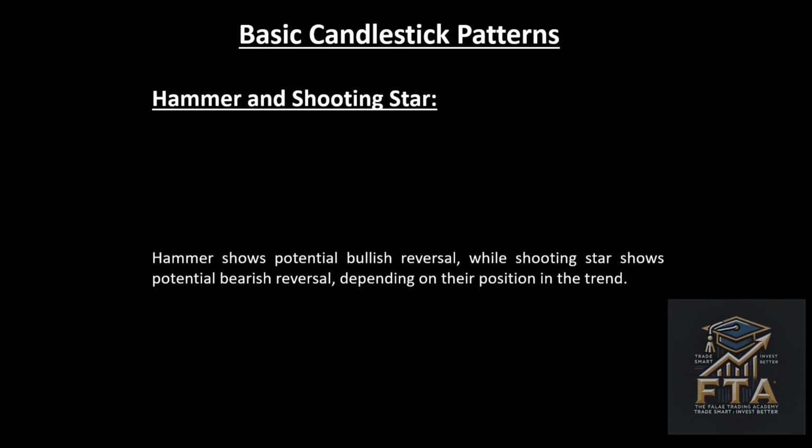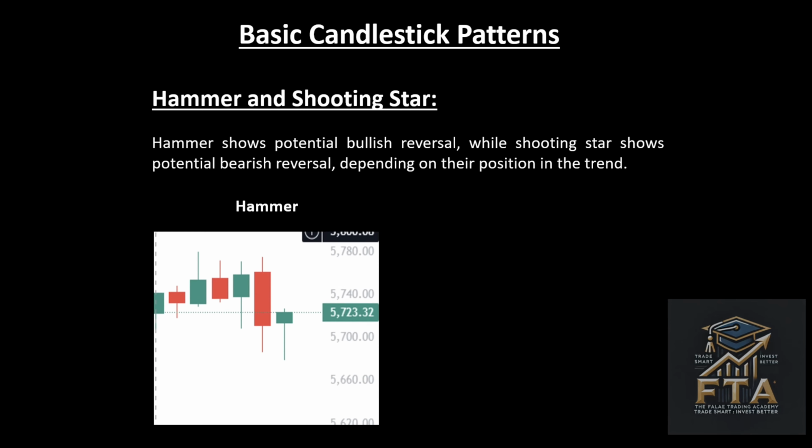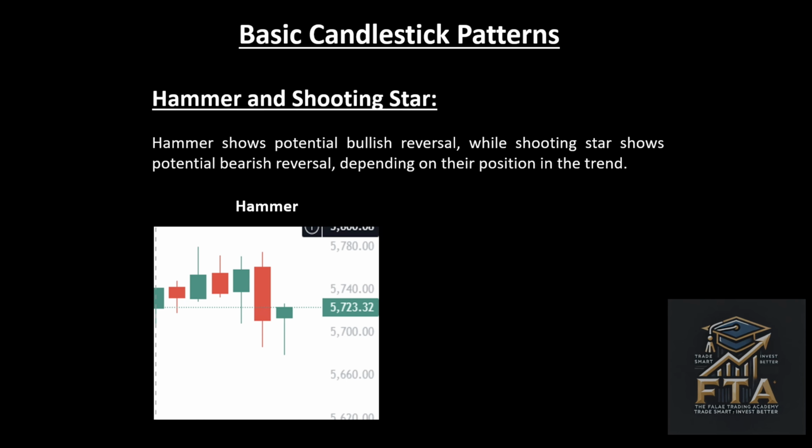Next, we have hammer and shooting star. A hammer shows potential bullish reversal, while shooting star shows potential bearish reversal, depending on their position in the trend, of course. So, example of a hammer, or visual display of a hammer, I should say. We can see here that there's a massive wick below the candlestick, and the opening price is below the close price. So it's a bullish candlestick with a massive wick underneath.